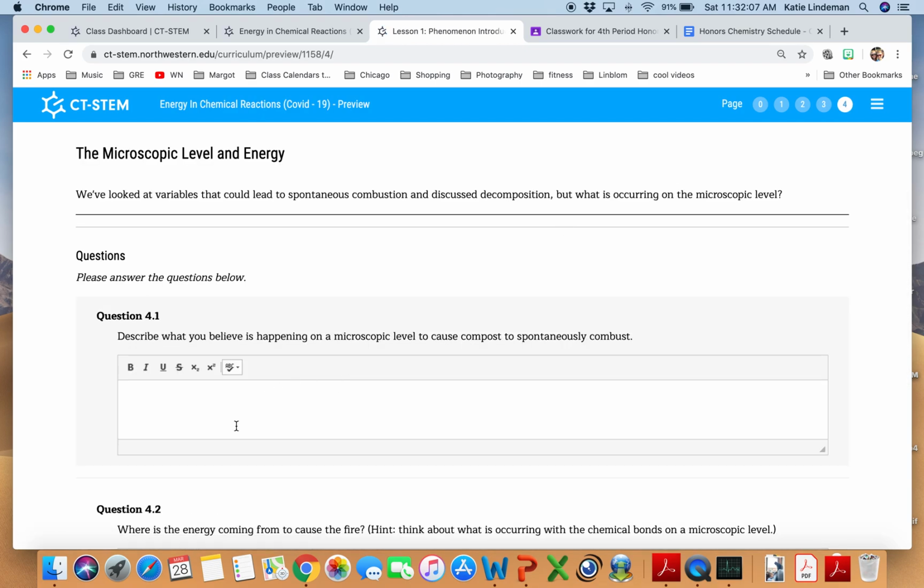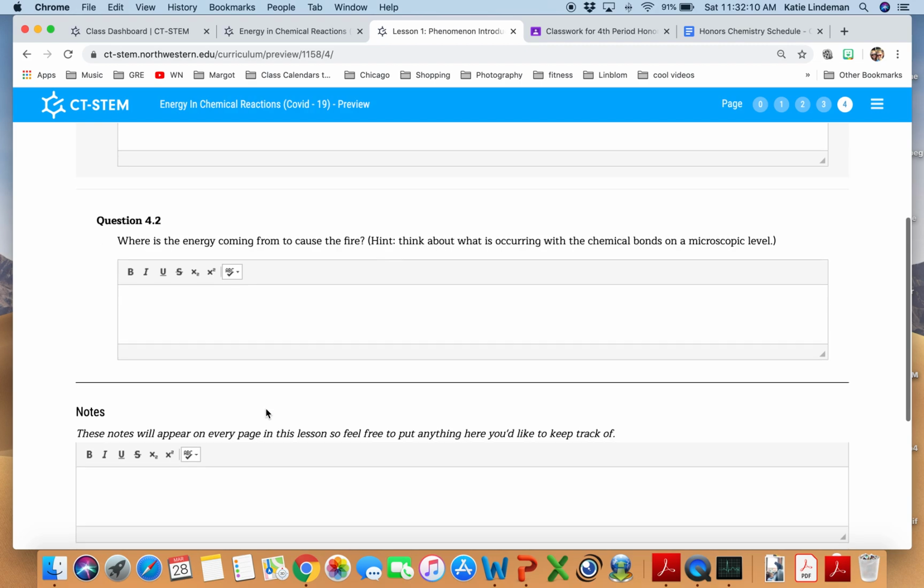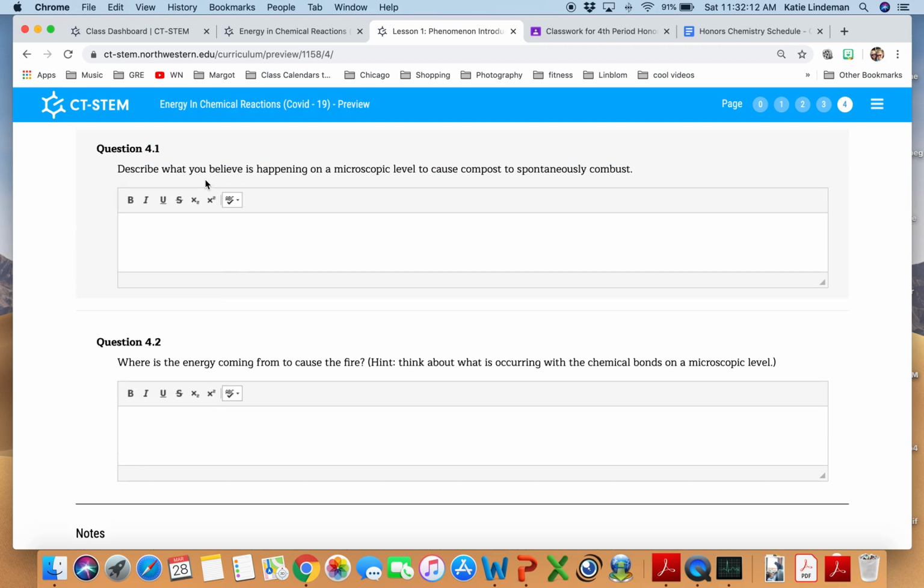And then finally, we have 2 different questions on the 4th page. What is happening on a microscopic level to cause compost to spontaneously combust? And then where is the energy coming from in the fire? And the hint is to think about what is occurring with the chemical bonds on a microscopic level.